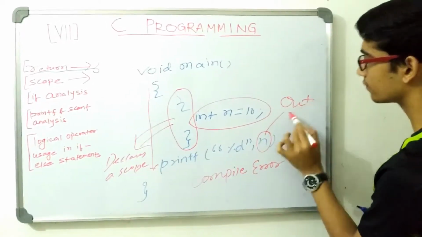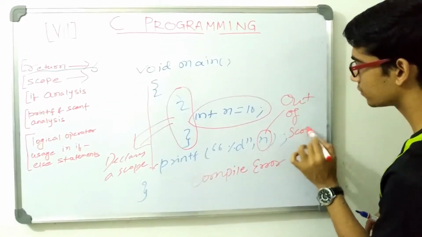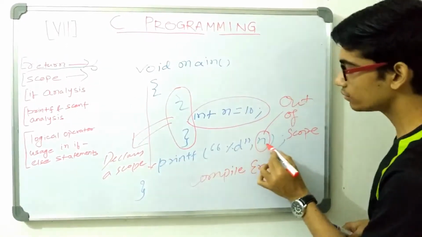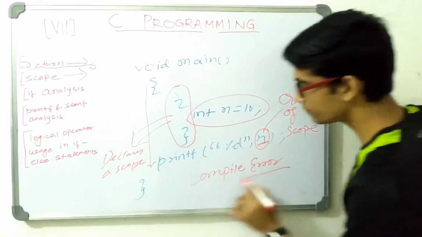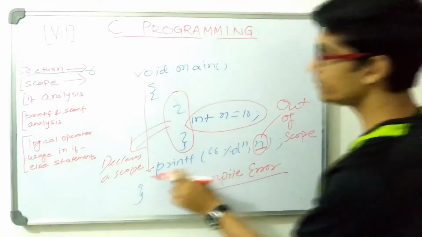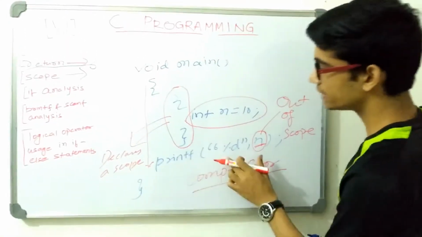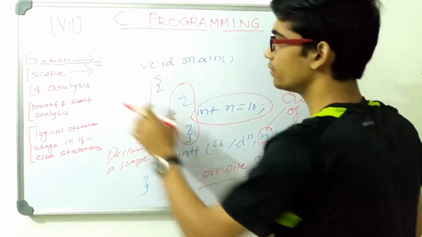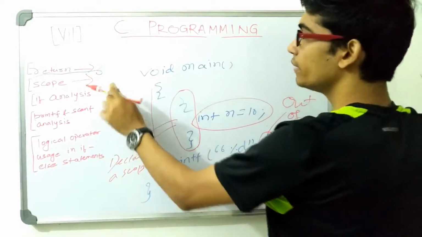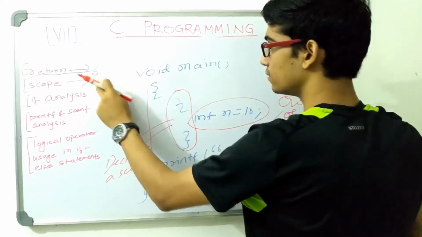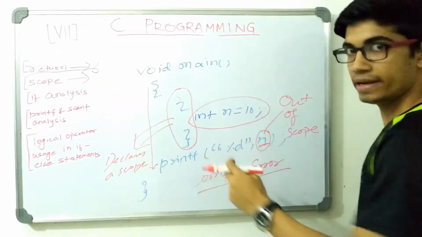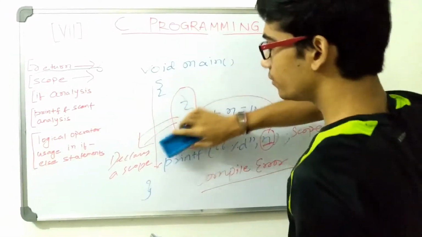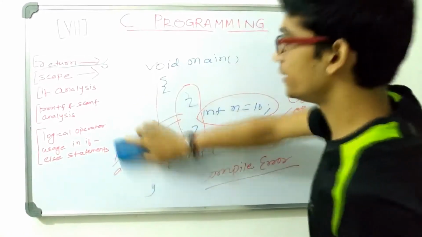And therefore in this scope the compiler does not know the value of n, so it will throw a compiler error. And if we write this printf statement in this scope, then the program will work fine. So this was a brief idea of scope. We will do an in-depth analysis of scope in storage classes, when we learn storage classes, and where we will learn about variables, auto, extern, and all those things.